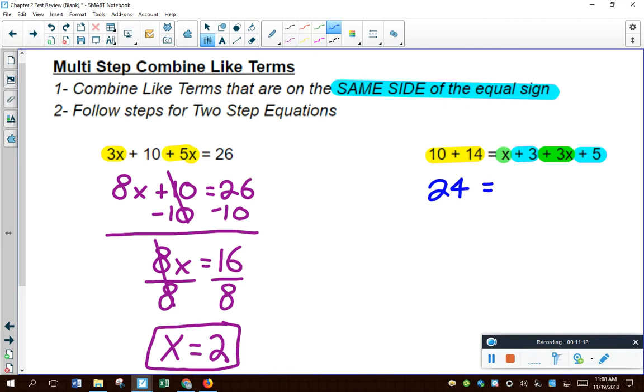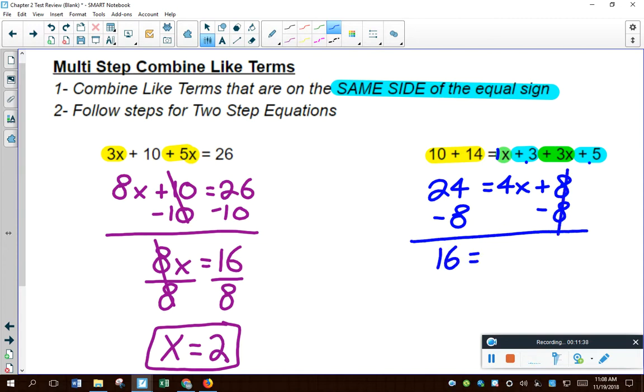That's going to equal. This x is a 1x. So 1x plus 3x makes 4x. And 3 plus 5 makes 8. So our equation is 24 is equal to 4x plus 8. We're going to subtract 8 on both sides. We're left with 16 is equal to 4x. To isolate x, I need to divide both sides by 4. And I'm left with x equals 16 divided by 4 is 4.